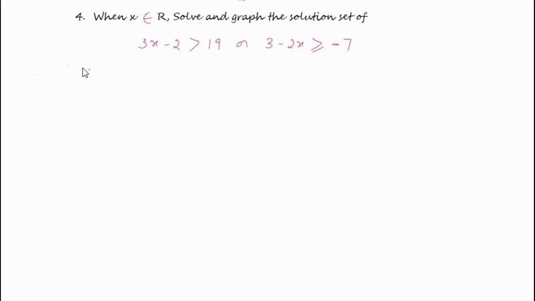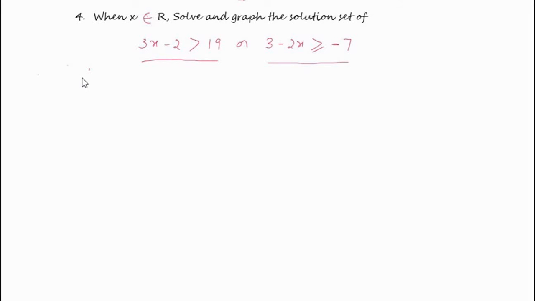Now let us solve the next problem. Problem number 4. When x belongs to R, real number, solve and graph the solution set of 3x minus 2 greater than 19 or 3 minus 2x greater than or equal to minus 7. Here too we have two linear inequations. We need to independently find the solution for these linear inequations, and we have to OR the solution sets of both the linear inequations. Let us see how to do that.